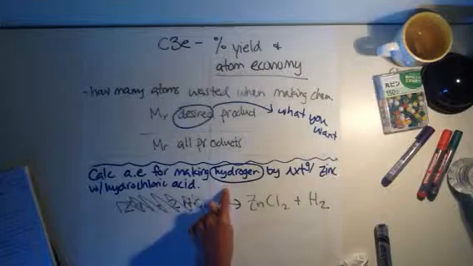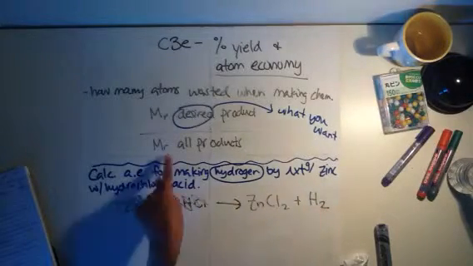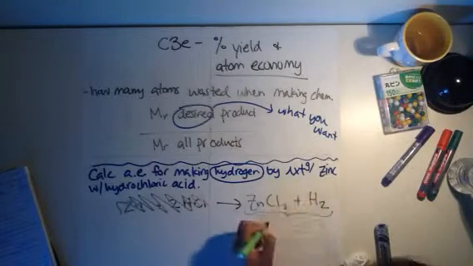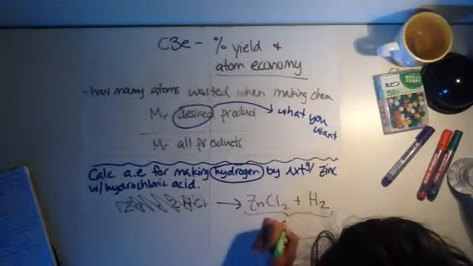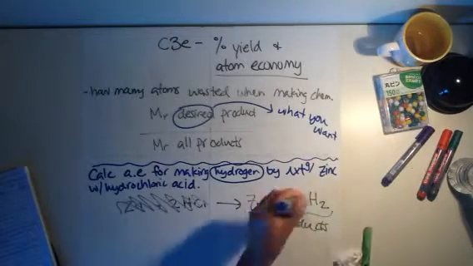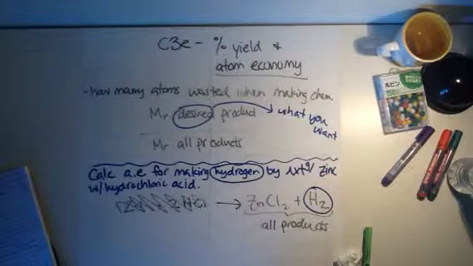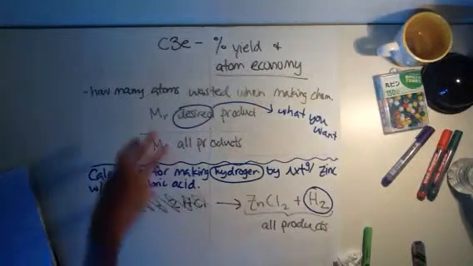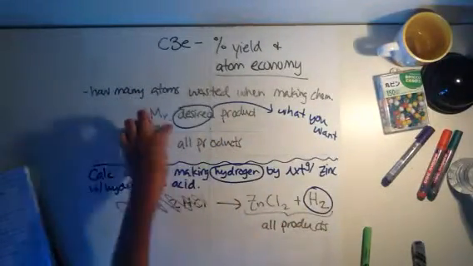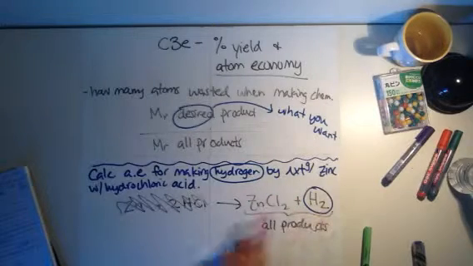Now what we want, the desired product, is hydrogen, and all the products will be zinc chloride and hydrogen together. So these two together are all the products. But the one that we want is hydrogen. So now we've done relative formula mass in the previous video. I'm just going to quickly rub this out, and I'll repeat again what the formula is. Remember, it's desired divided by all the products.